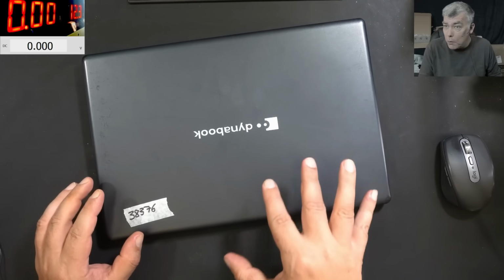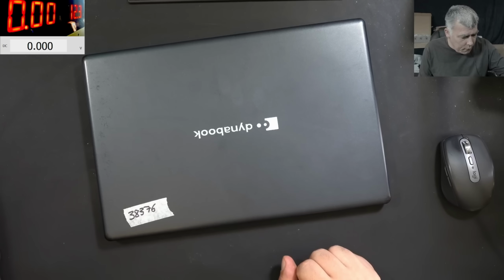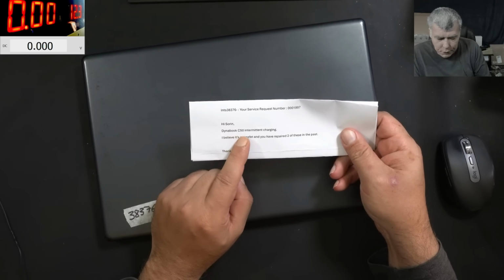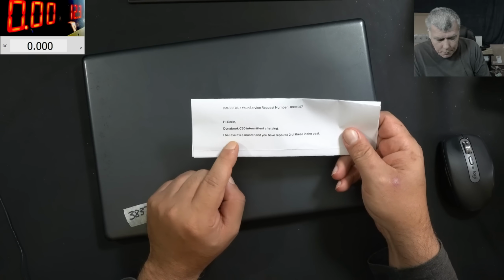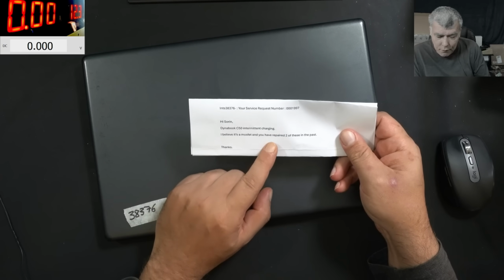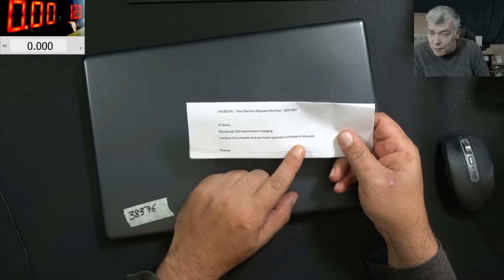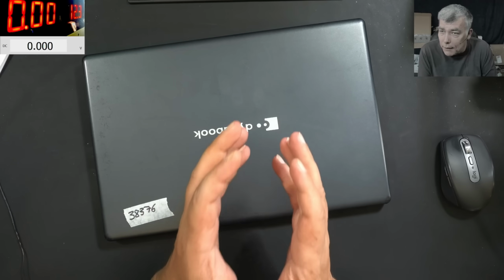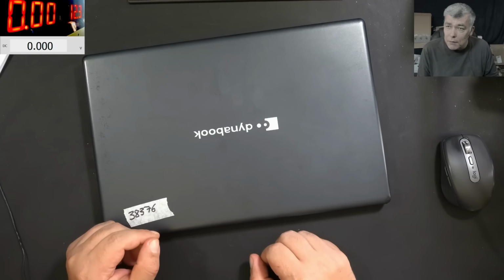So this laptop is coming from a computer business. The customer is saying, "Hi, sorry, Dynabook C50 intermittent charging. I believe it's a MOSFET. And you have repaired two of these in the past." You remember we have two Dynabooks, and both have exactly the same burned MOSFET.